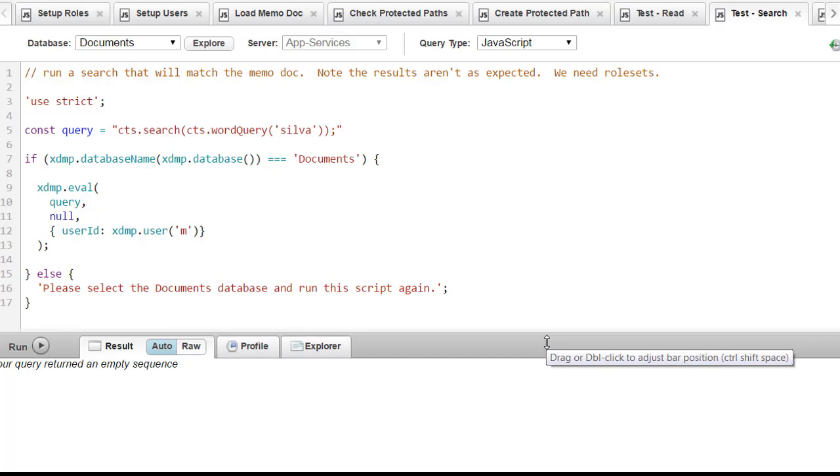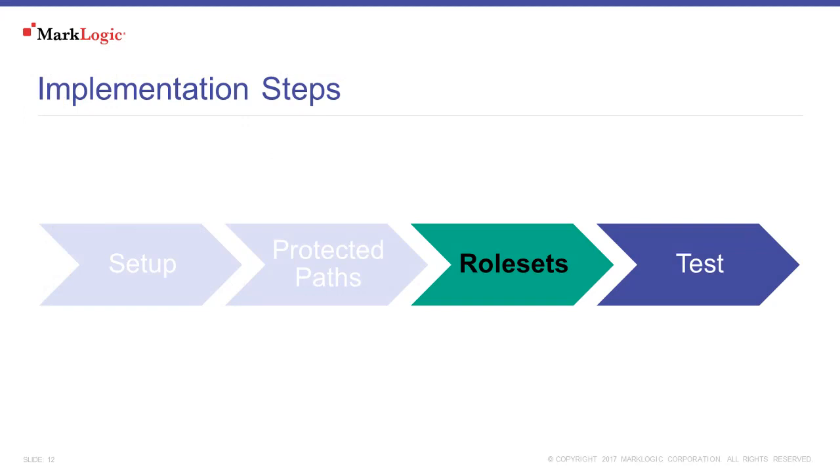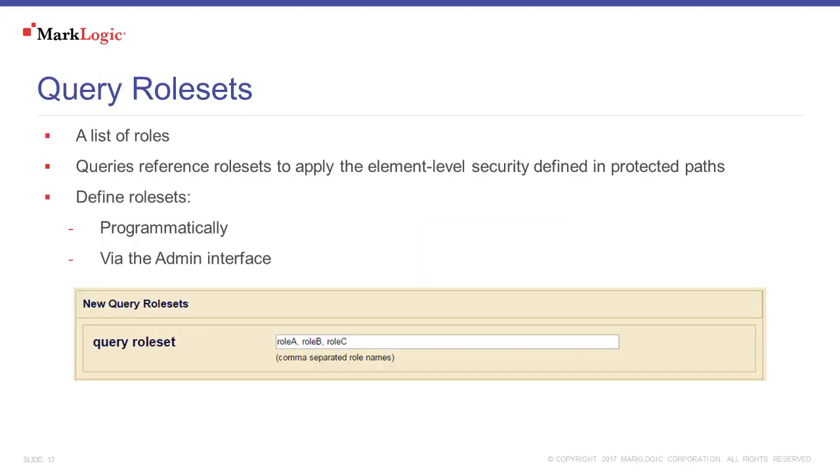In order for searches to give us our desired results as implemented in our element level security model, we need to understand and define query role sets. So let's discuss query role sets. A query role set is a set of roles. Queries that we run will reference the role sets based on a user's role in order to apply the element level security defined in our protected paths. Creating a query role set is simple and can be done either programmatically or via the admin interface.